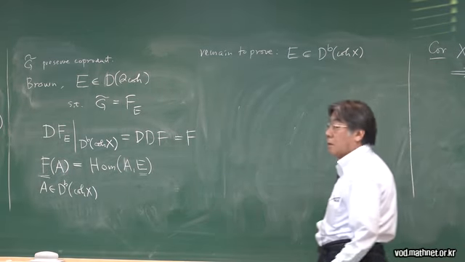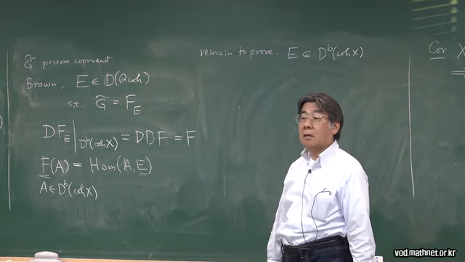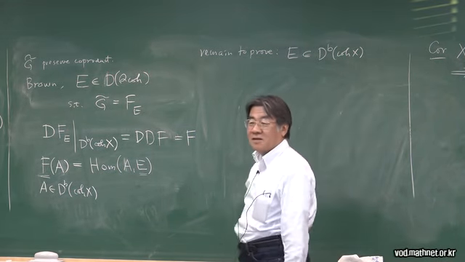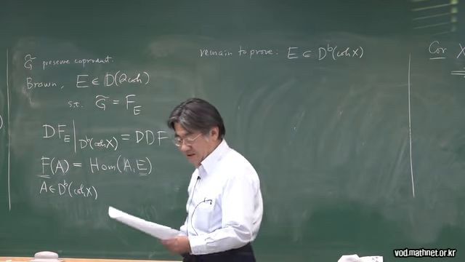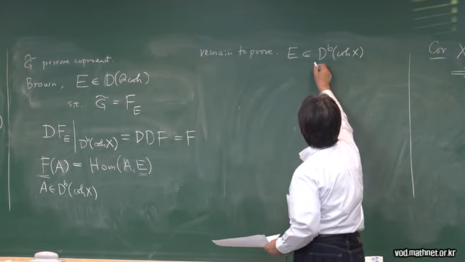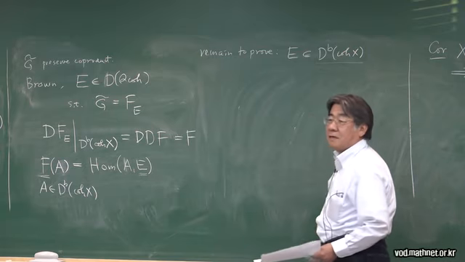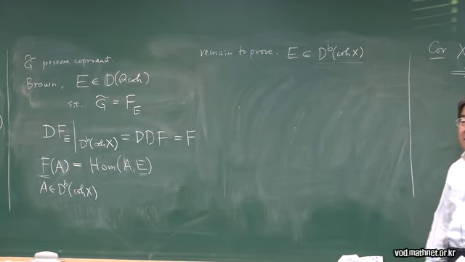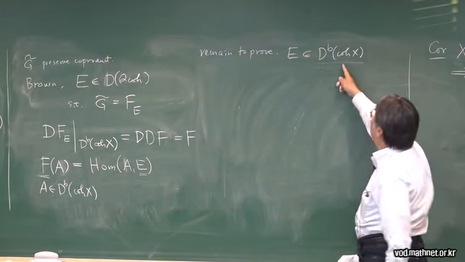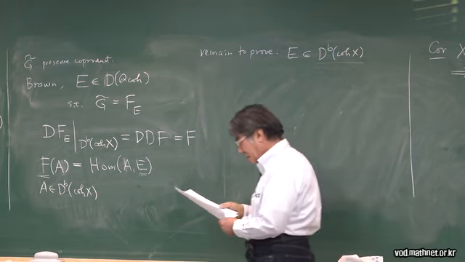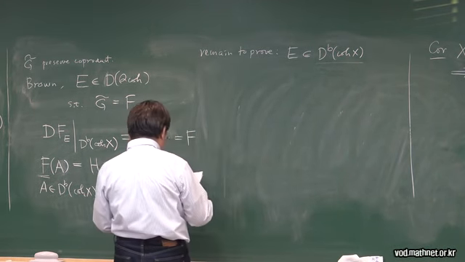Do you mean E is quasi-isomorphic to an object in the derived category? Yes, that's right, thank you.